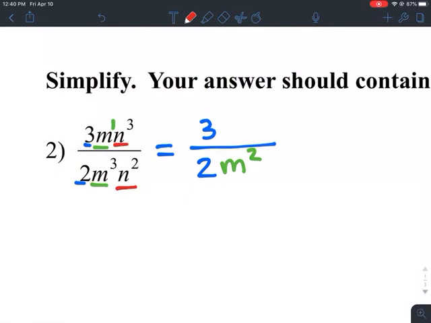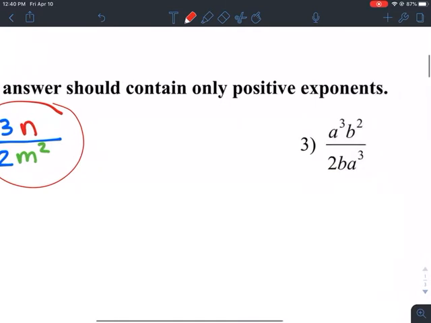Then with my n's, there's more of them on the top, right? Because 3 is bigger than 2. So I'm going to write that on top. And when I subtract, I just get n to the 1 power. Now you don't have to write n to the 1. In fact, on multiple choice, it'll just look like n. They won't write n to the first power. So just something to be aware of. But then that's my final answer, okay?